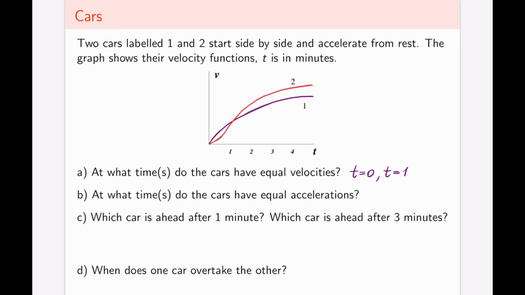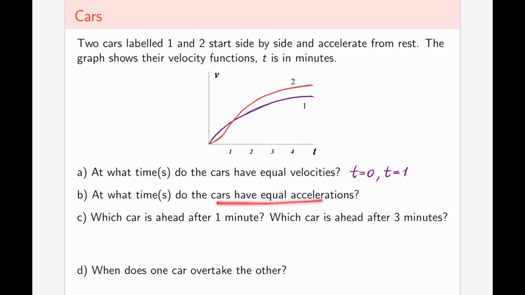The next one: at what times do the cars have equal accelerations? Now this is more complicated because I don't have the graph of an acceleration. I only have the graph of the velocity. So I have to interpret how to read acceleration from the velocity graph. Recall that acceleration is the derivative of velocity. So how can I interpret the derivative from the graph? What is a derivative of a given graph? A derivative is the slope of the tangent line.